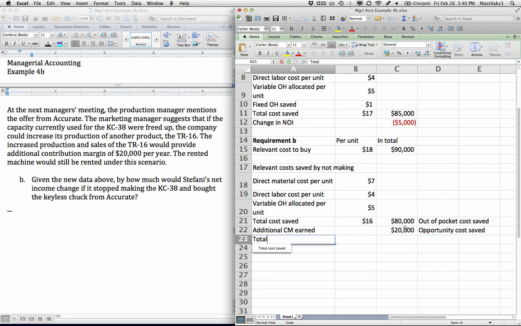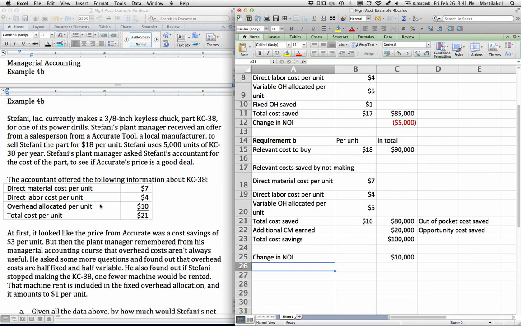So our total cost savings, including out-of-pocket and opportunity cost, is $100,000. In other words, stop making, start buying, and start making the additional TR16 parts will make us better off by $100,000. So we put those two things together, and our change in net operating income, we're better off by the $100,000, we're worse off by the $90,000 that we have to spend, and putting these things together, we're better off by $10,000.